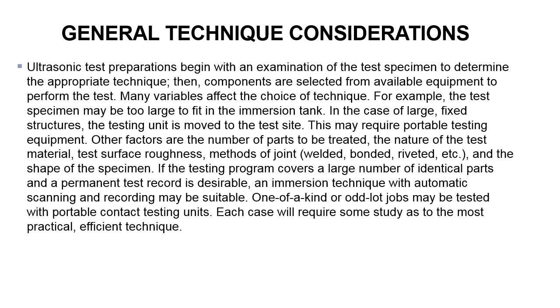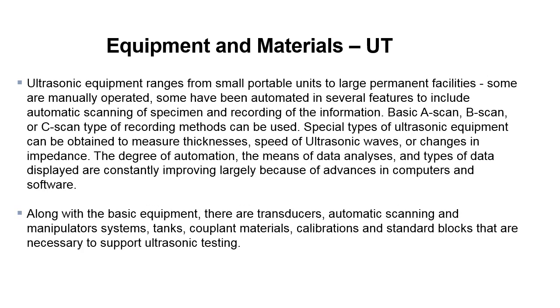One-of-a-kind or odd jobs may be tested with portable contact testing units. Each case will require some study as to the most practical, efficient technique. Ultrasonic equipment ranges from small portable units to large permanent facilities. Some are manually operated, some have been automated in several features to include automatic scanning of specimen and recording of the information. Basic A-scan, B-scan, or C-scan type of recording methods can be used.